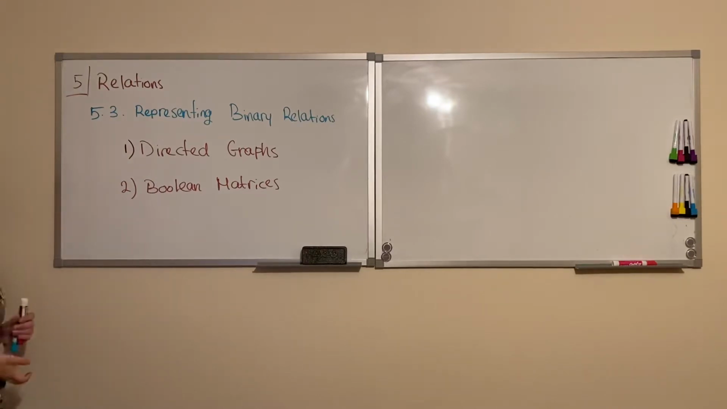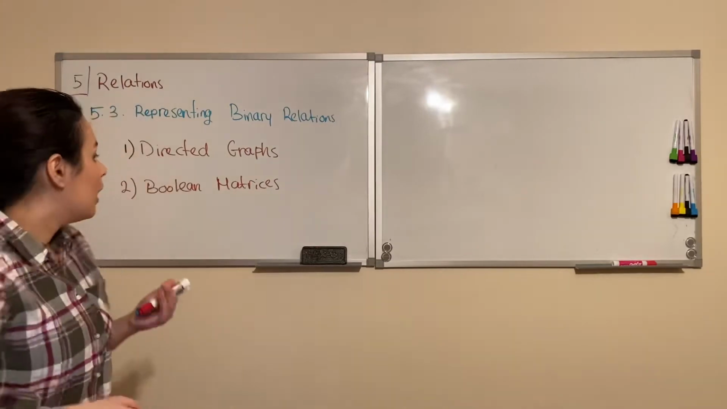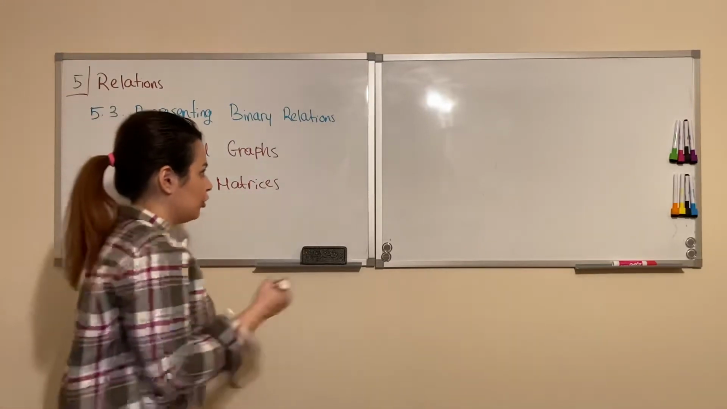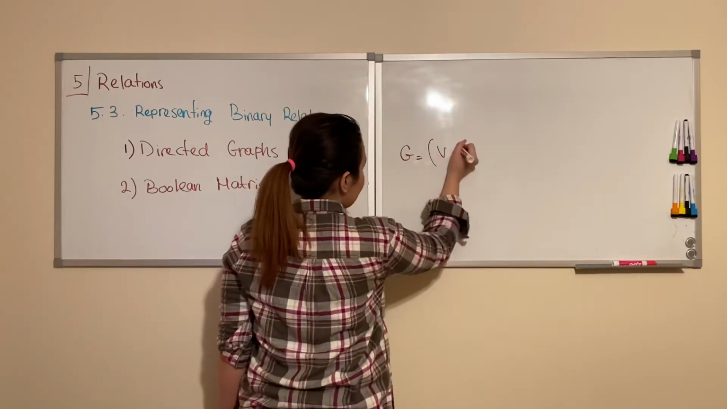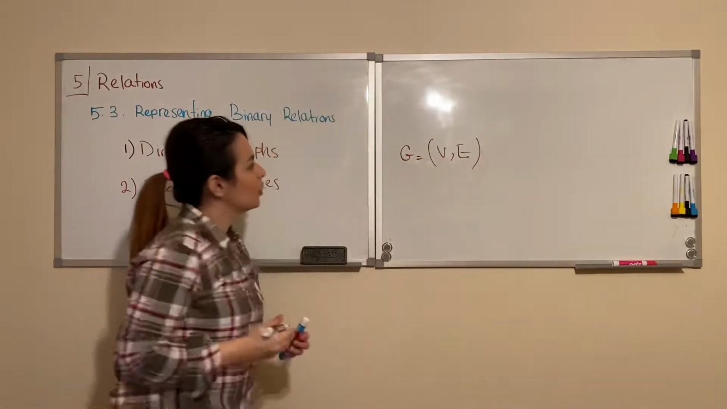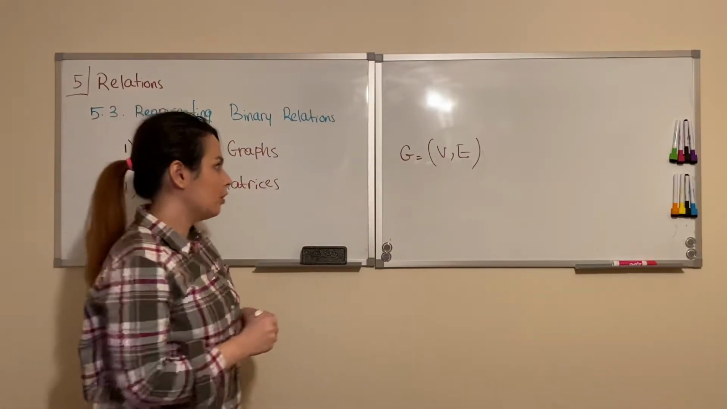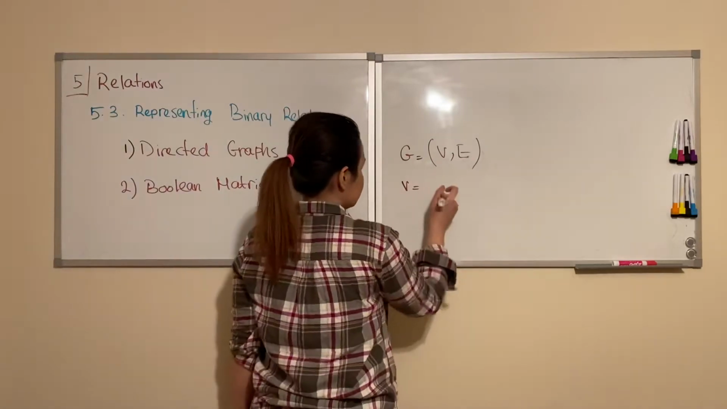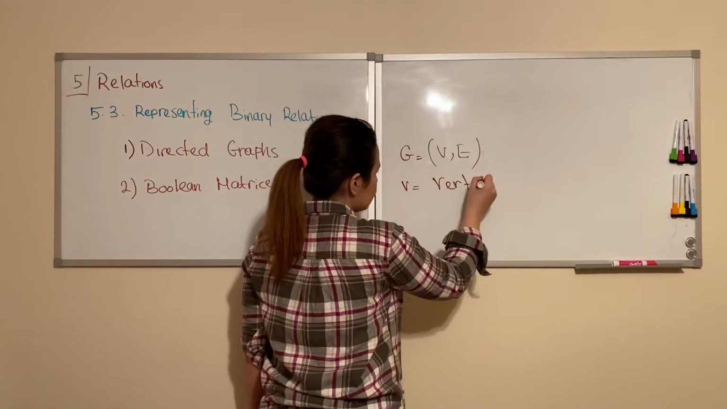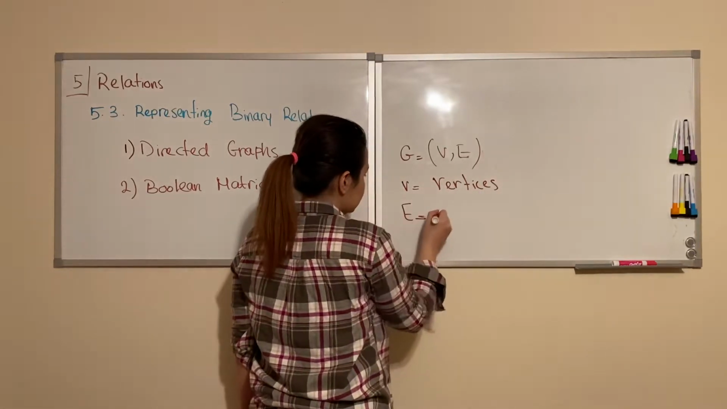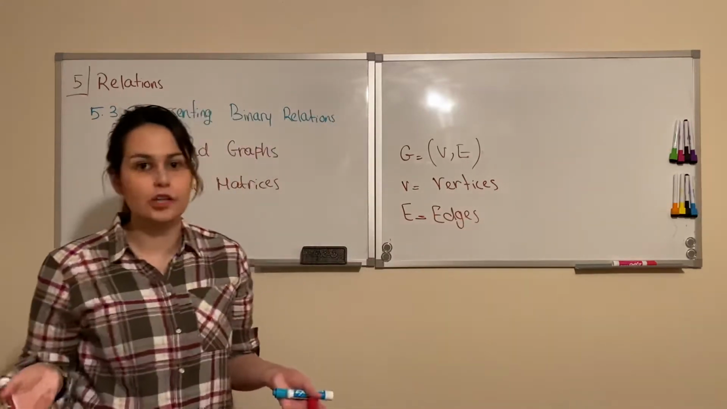Okay, so we'll start with directed graphs. First of all, what is a graph? A graph, G, we define by sets V and E. But what are V and E? V is the set of vertices, and E is the set of edges. But again, what are vertices and edges?